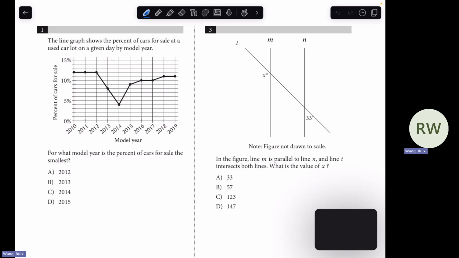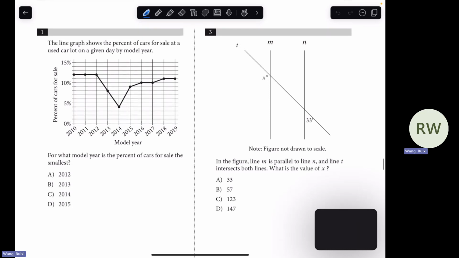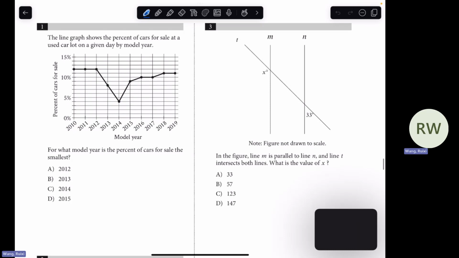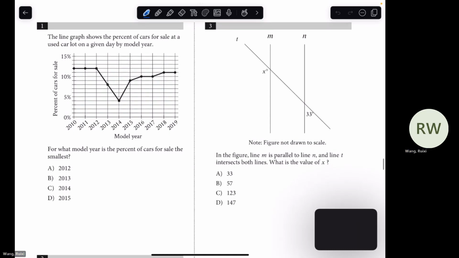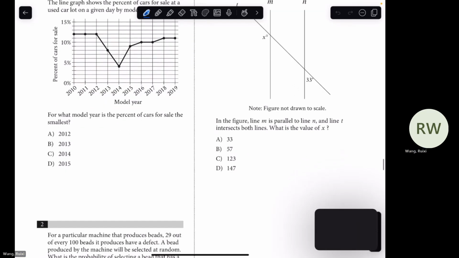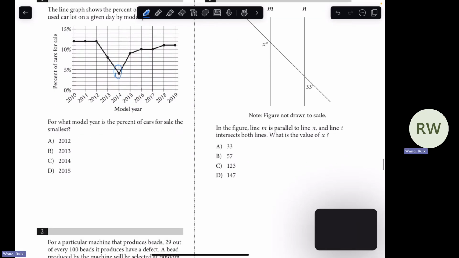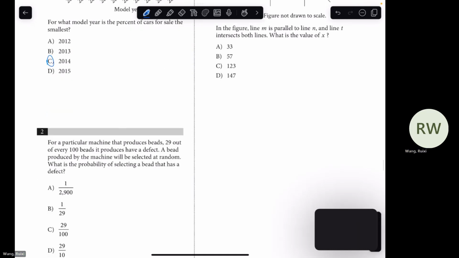So let's solve these problems. Let's see. First one is a word problem, so make sure you read it carefully. For amount is smallest, right? So you look at the lowest point. So it must be before 2014. Okay.